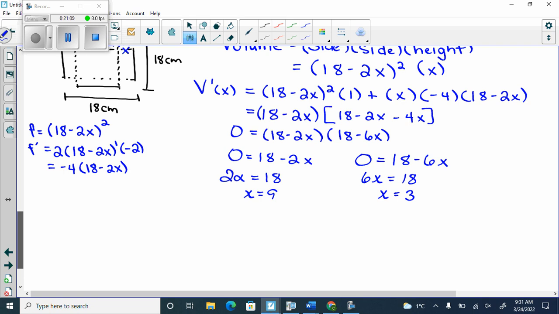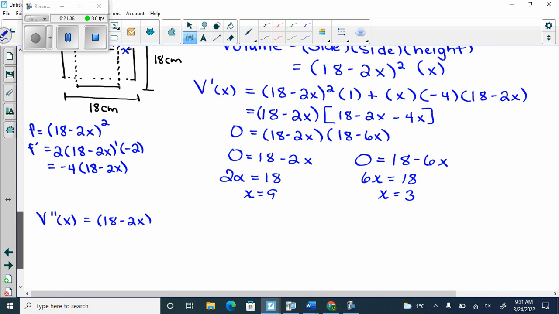I'm going to have to do product rule to get the second derivative, right? So v double prime of x is going to be f, which is 18 minus 2x. Do I need to actually simplify this one, though, if I'm just plugging in a number? I'm going to plug in 9, I'm going to plug in 3. No. I can just go f g prime plus g f prime, fill it in.